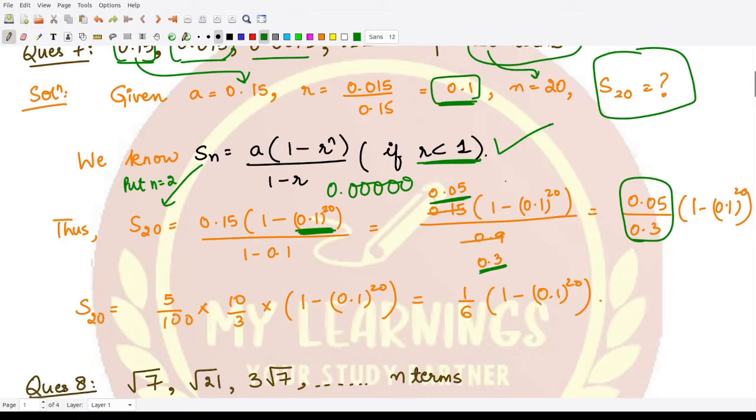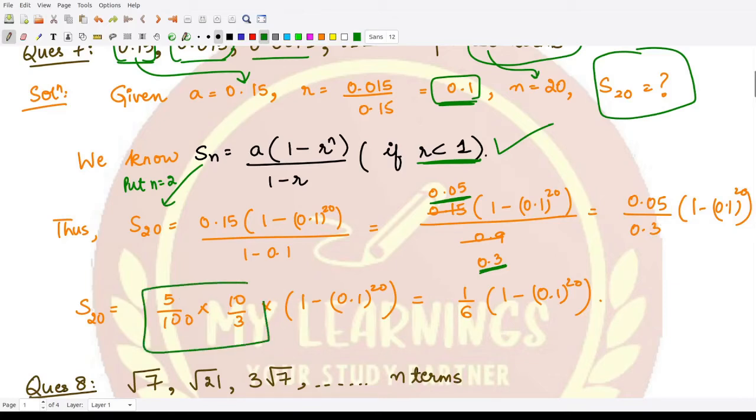A more convenient way is to write it in this form only, where we have 0.1 raised to power 20. So we will not simplify this thing further. We need to simplify just this much portion. Here we can do the calculations just like this, so it would be 1 by 6. Hence the sum up to the first 20 terms would come out to be this term over here.